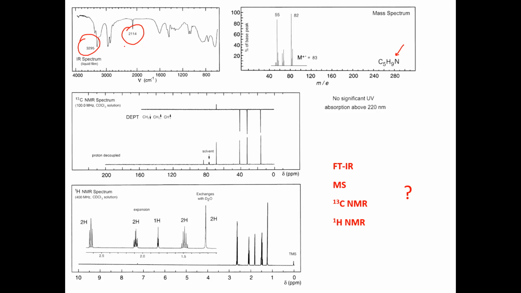What are the others? Yeah, one, two, three, four, five, which integrates 2 with a triplet, which integrates 2 with a double triplet, it looks like to me. If you're not sure, you say a multiplet.